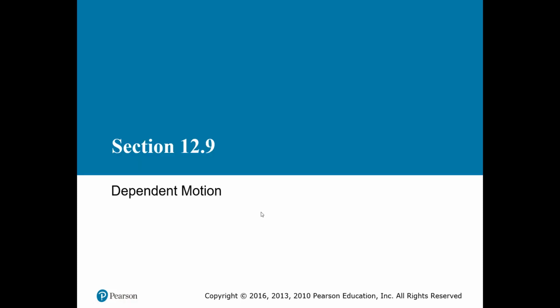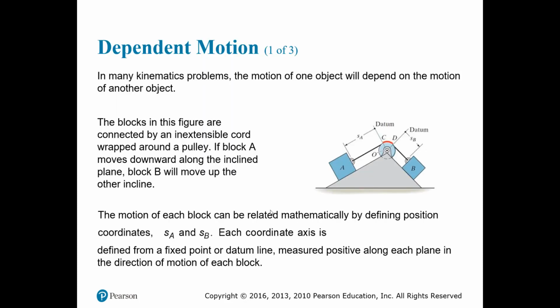All right, so now we're going to be talking about dependent motion, one of the easiest parts of Chapter 12. Usually when you have two different blocks, or more than two blocks, and there is a pulley involved, the movement of one block will be affected by the movement of the other one. Let's just read what it says.